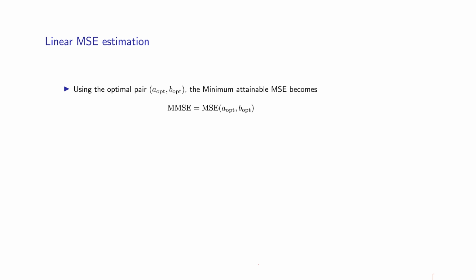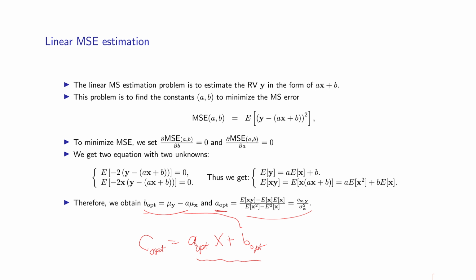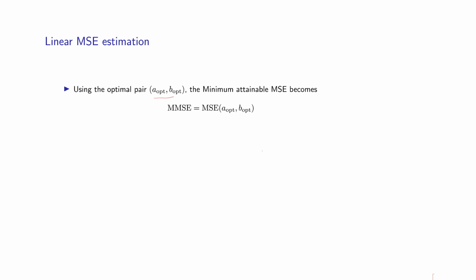If I put this pair of optimal values back into my criterion, into the mean of the squared error, I will find the minimum attainable value of the MSE that could be obtained using a linear estimator. So the minimum attainable error, which we call in brief the MMSE, the minimum mean square error, can be calculated.